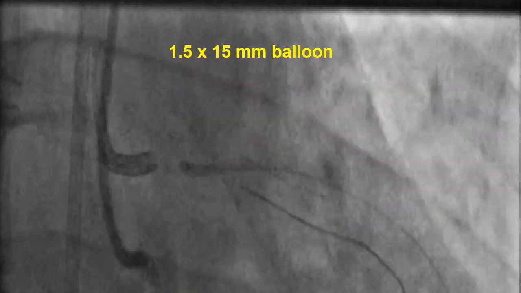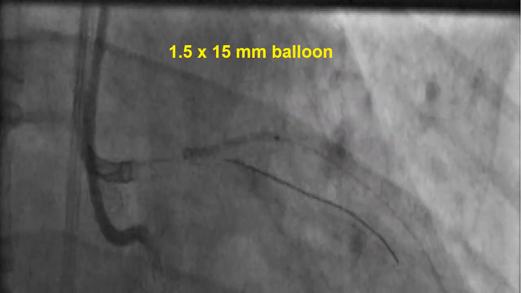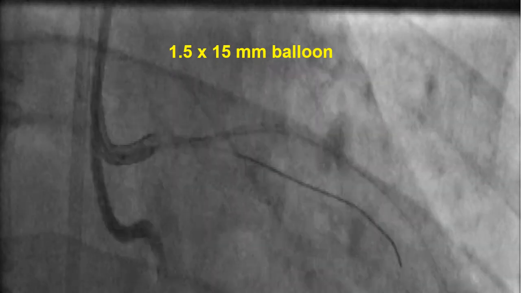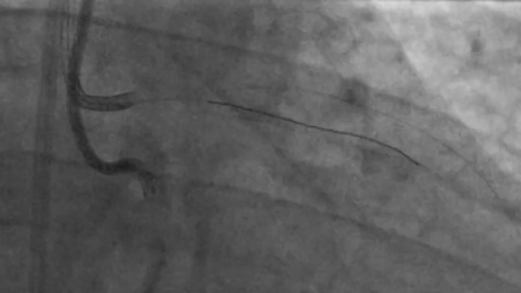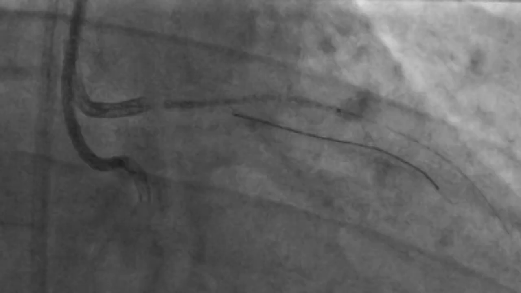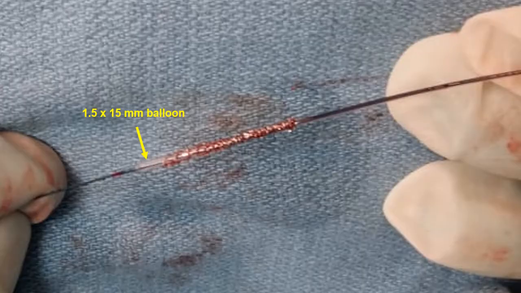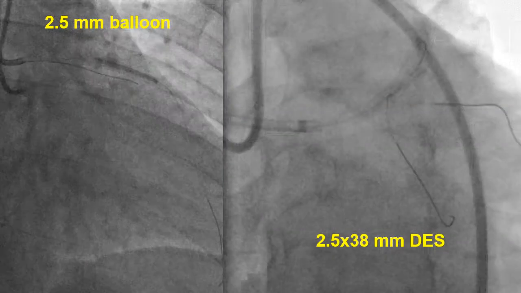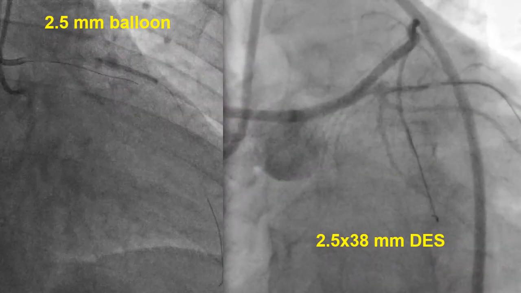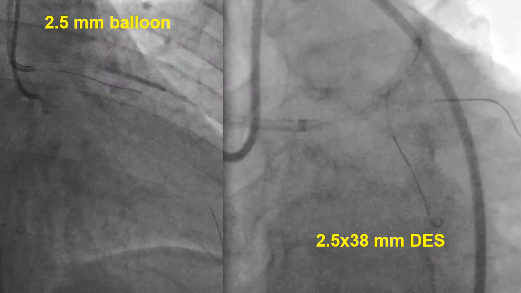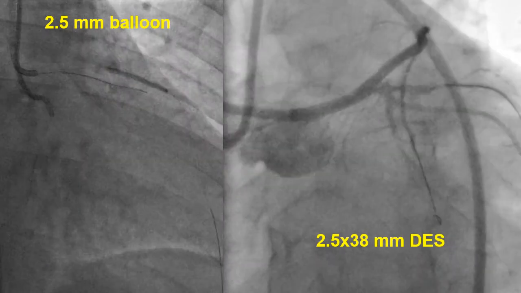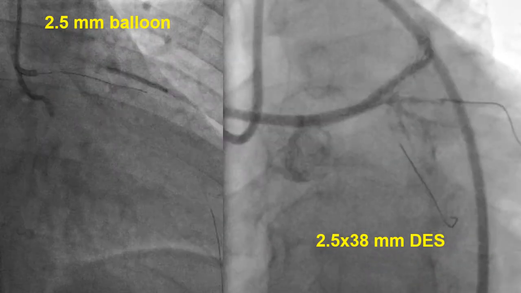So we used a 1.5 by 15 balloon through the wire and inflated it distally. And then we pulled the balloon, and that pulled the stent with it as well. And this is the balloon that was pretty deformed when we took it out of the body. We then used the 2.5 balloon to adequately prepare the lesion, and then we stented the LAD CTO with the 2.5 by 38 DES.